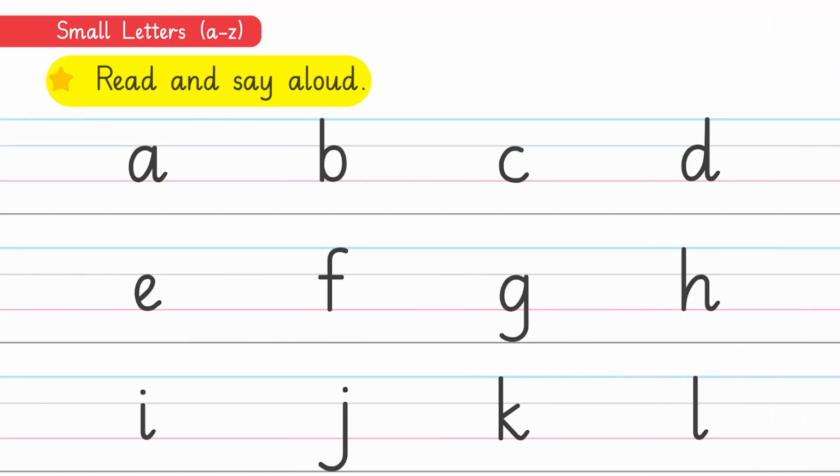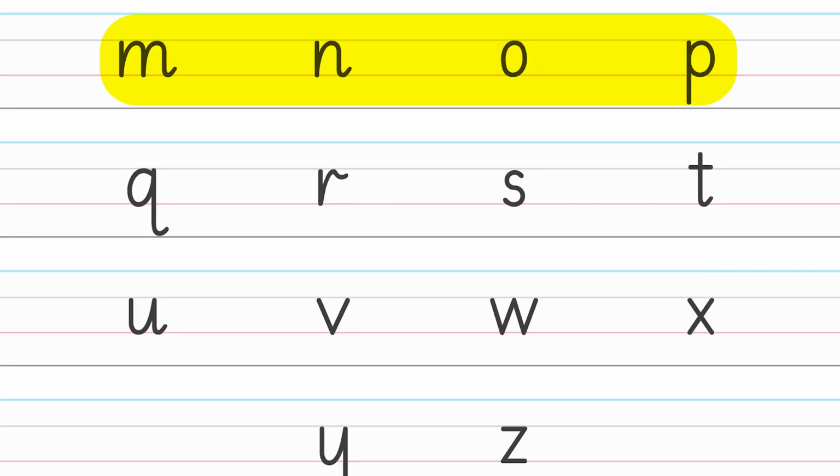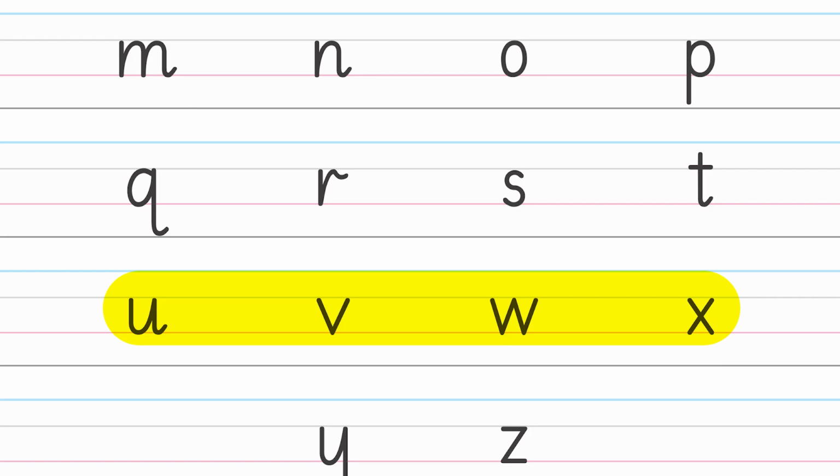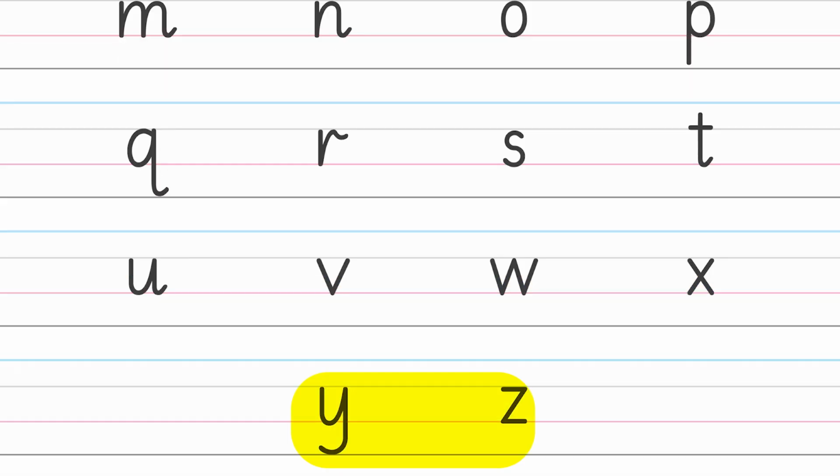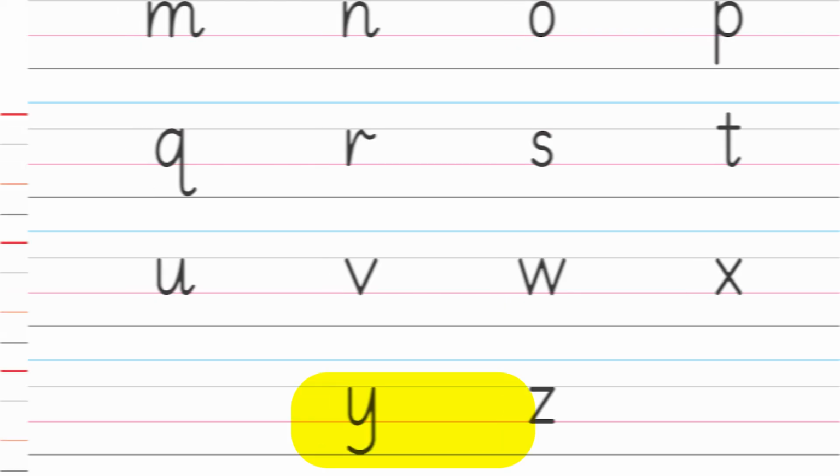Here, read and say aloud. Let's read the letters together. A, B, C, D, E, F, G, H, I, J, K, L, M, N, O, P, Q, R, S, T, U, V, W, X, Y, and Z. Very nice, my dear kids.